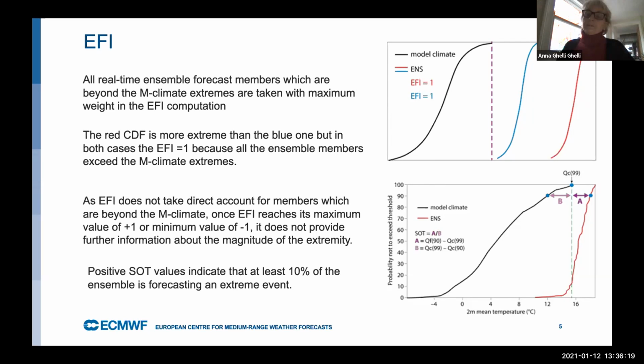So what we've done, we have introduced a specific variable, which is the shift of tail, which measures the distance between the climate and the 99th percentile, so the extreme point in the climate distribution. So just looking at this difference, which is basically this one here. And the difference between the same quantile, but for the forecast. So from this curve here to this curve, or from this curve to this curve.